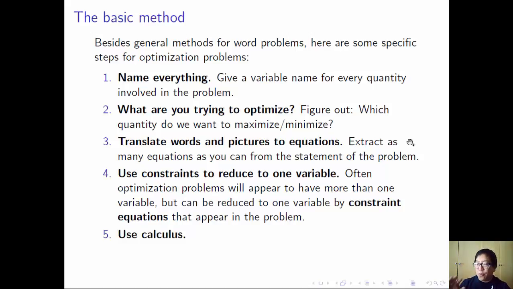And step 5, oddly enough, even though this is a calculus class, this is the first step where calculus actually appears. Step 5, you use calculus.